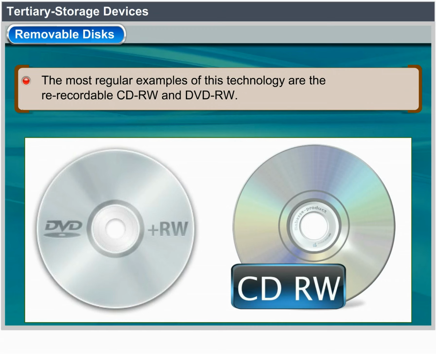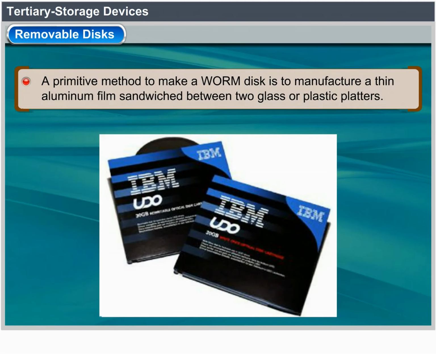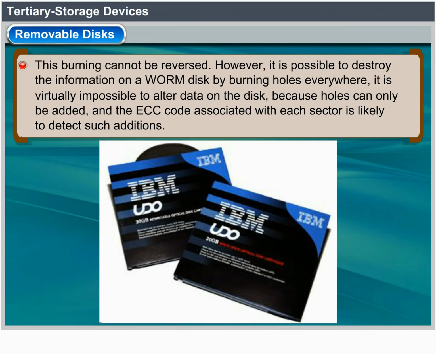In contrast, write once, read many times (WORM) discs can be written only once. An old way to make a WORM disc is to manufacture a thin aluminum film sandwiched between 2 glass or plastic platters. To write a bit, the drive uses a laser light to burn a small hole through the aluminum. This burning cannot be reversed. Although it is possible to destroy the information on a WORM disk by burning holes everywhere, it is virtually impossible to alter data on the disk because holes can only be added, and the ECC code associated with each sector is likely to detect such additions.